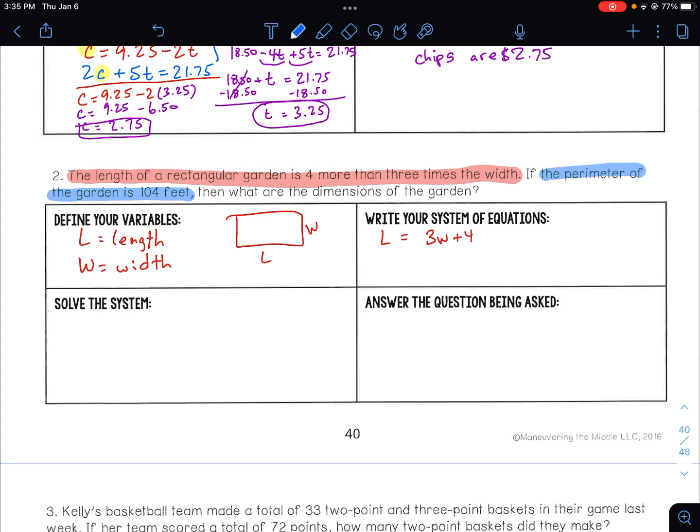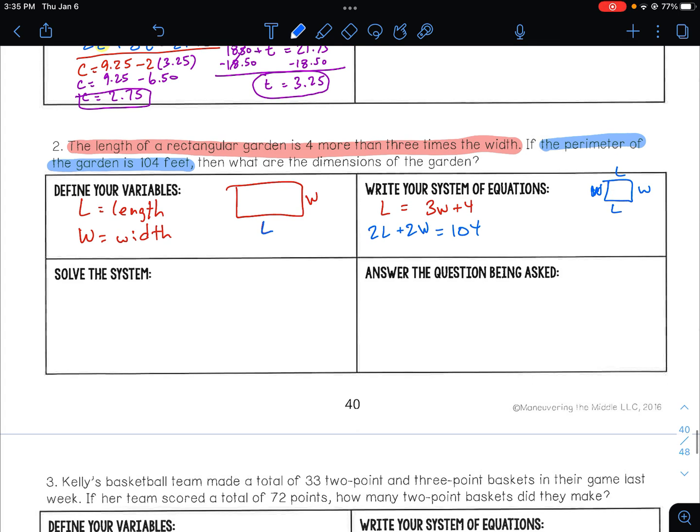Sorry about that. The perimeter of the garden is 104 feet. Okay, that means perimeter is like length and length and width and width. If I add up the length twice, that's 2L. If I add up the width twice, that's 2W. That's going to equal 104. I could also do 2 times parentheses L plus W, but this is much easier. So here we go. There's my system of equations.